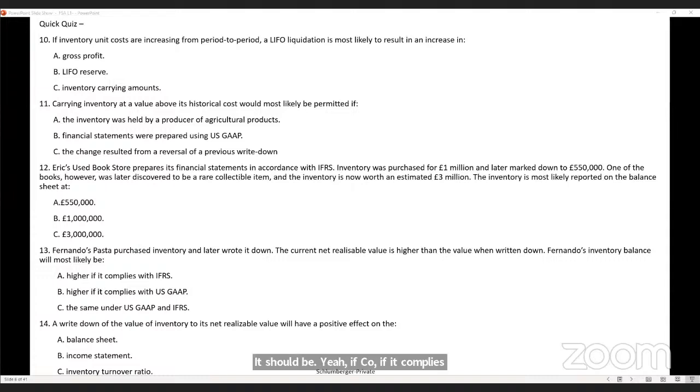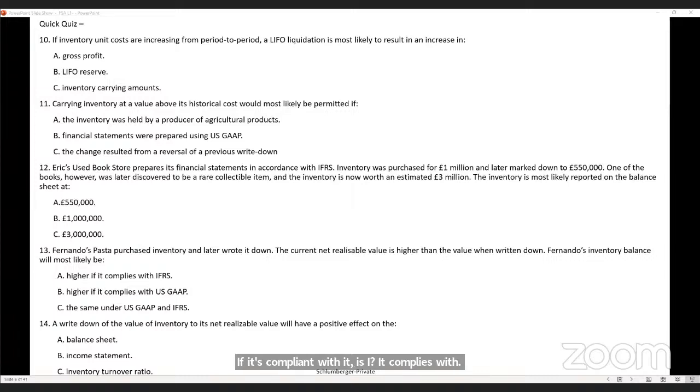It's given that you have written it down. And remember, it said that your inventory should not be higher than the net realizable value, right? It said the current net realizable value is higher than the write-down, right? Inventory is recorded at the lower of cost and net realizable value. So Fernando's balance, according to IFRS, if it complies with it, is higher.